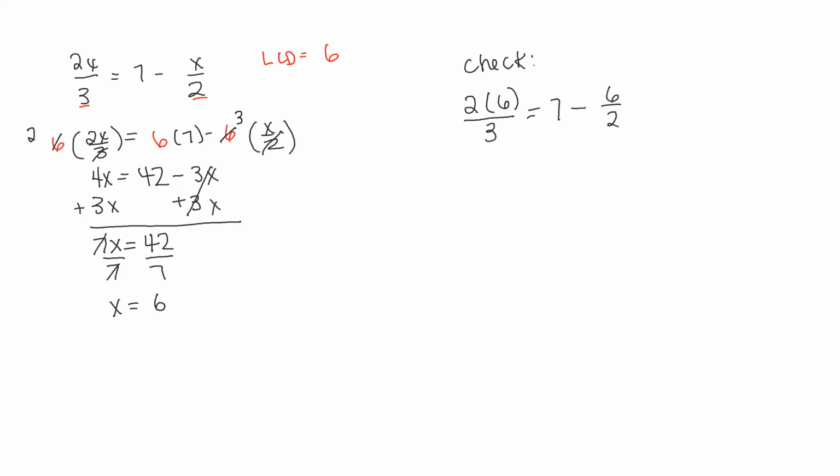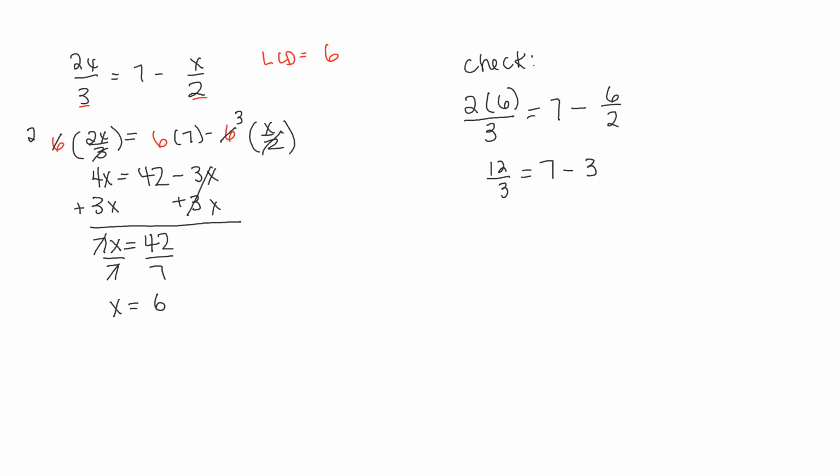Okay, so I've rewritten the equation. Anywhere there was an x, I replaced it with a 6. Now let's just simplify. So on the left, 2 times 6 is 12. So I have 12 over 3 for now. On the right, the 7 stays for now. And then 6 divided by 2 is 3.